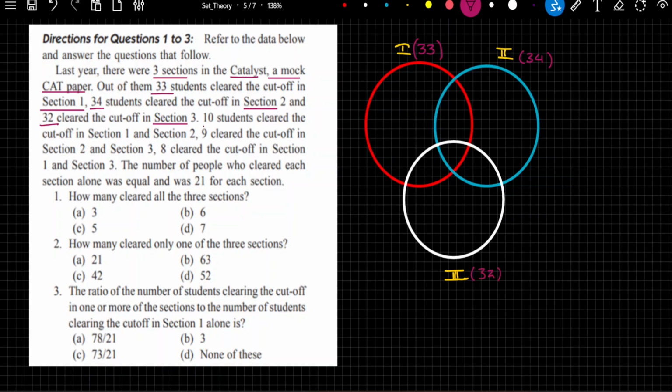Then what we know, 10 students cleared the cutoff in section 1 and 2. Then 9 cleared the cutoff in section 2 and 3.